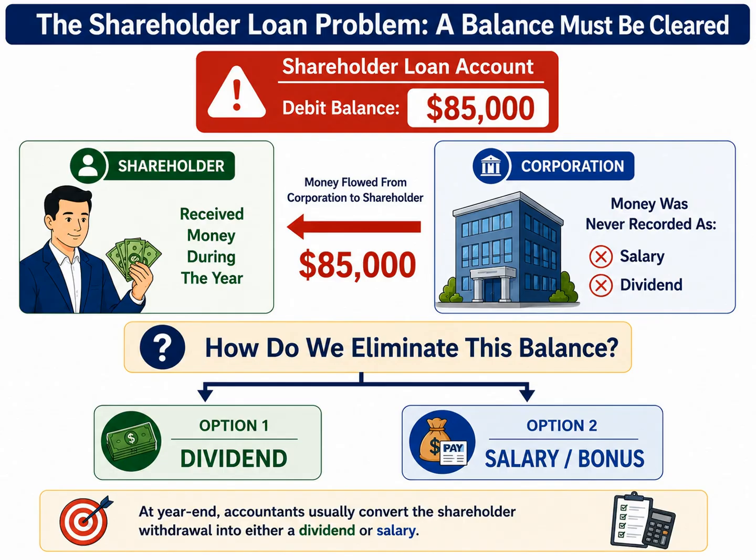The first option is to treat the withdrawal as a dividend. Under this approach, the corporation formally declares a dividend to the shareholder. The dividend is then applied against the shareholder loan balance, effectively converting the withdrawal into a distribution of corporate profits.